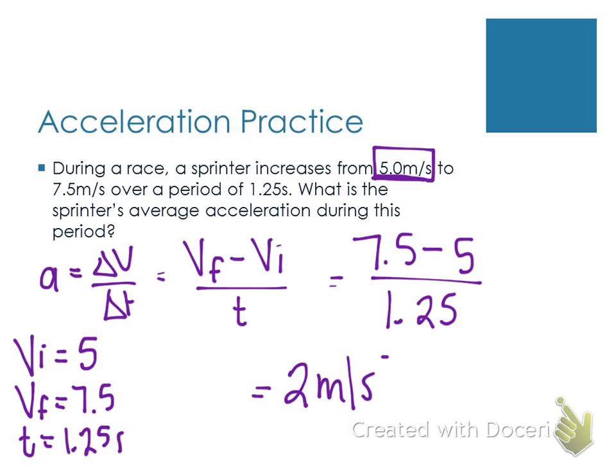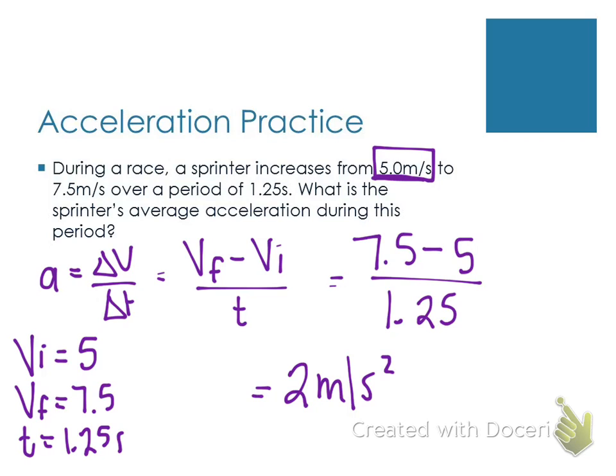Very good. Meters per second squared. 2 meters per second squared. So what acceleration tells us is that for every second, our velocity increases by 2 meters per second. Okay? So we are speeding up at a rate of 2 meters per second every single second. That's what acceleration tells us.